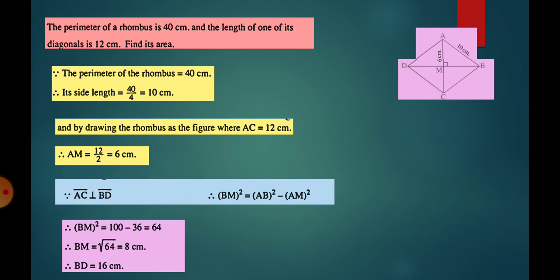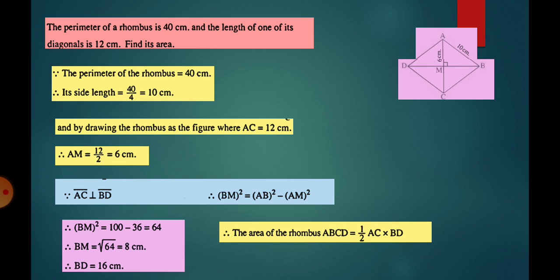Then BM equals 8 centimeters. BM equals 8, then BD equals 16. Here we have the lengths of the two diagonals, one of them 12 centimeters and the other equals 16 centimeters. Then the area equals half times AC times BD, equals half times 12 times 16, equals 96 centimeters to the power 2.